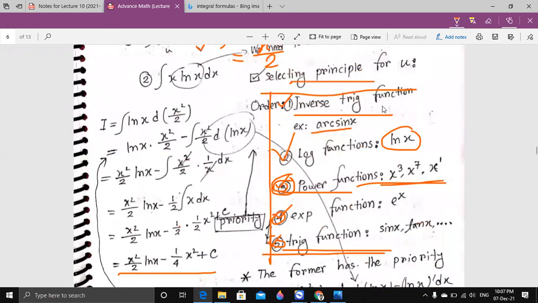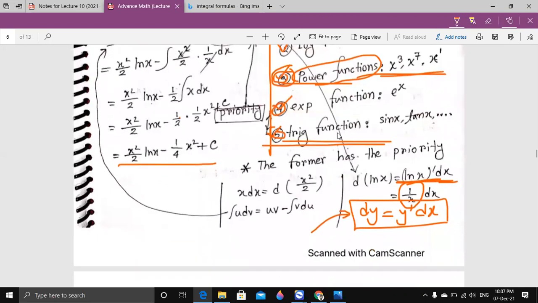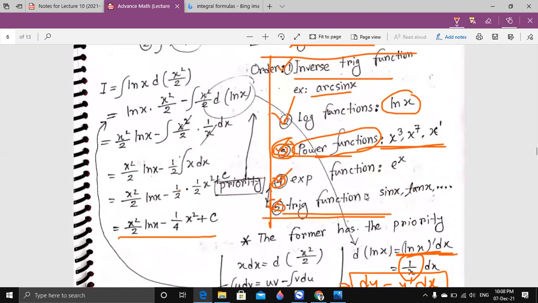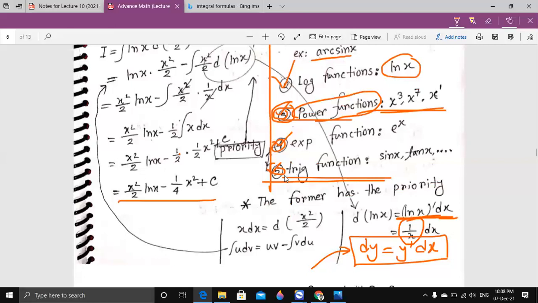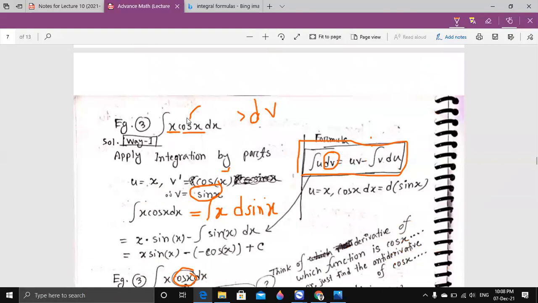From the selecting principle for u, we know that firstly we select the power function as u, and lastly we have the trigonometric function, right? So you see here we have cos x, that means trigonometric function, and x, that means power function. So we let x be equal to u. Now we only have cos x left, right? So what can we do?